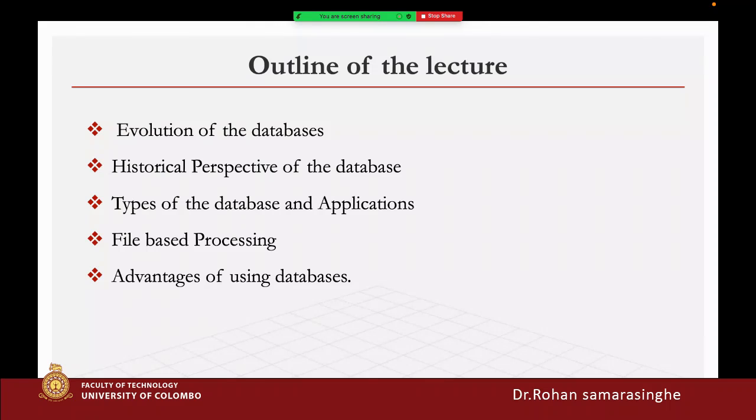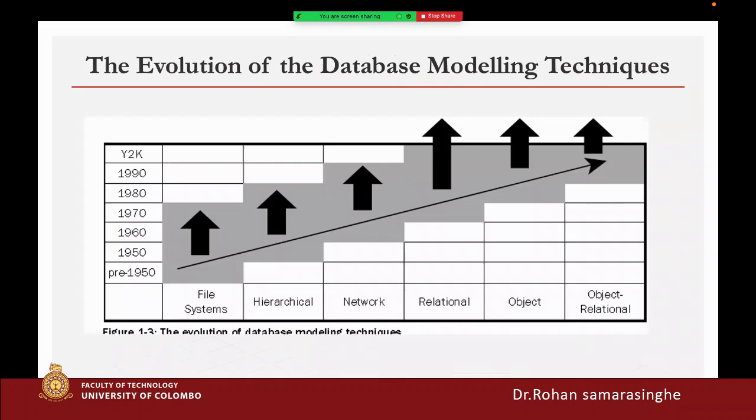First of all, I will explain the evolution of the databases and historical perspectives of the databases, types of the databases and applications, file-based processing, and advantages of using databases. Especially, I am going to discuss these 5 subtopics in today's lecture.